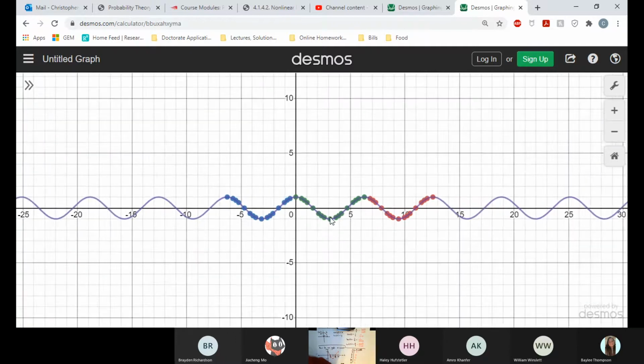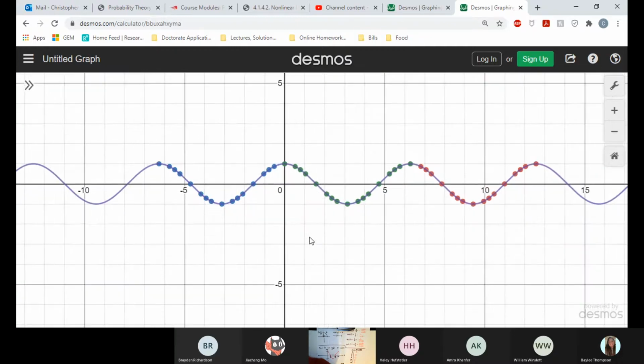Then this is the graph I get. That purple bold line there has this shape. That's the cosine graph.